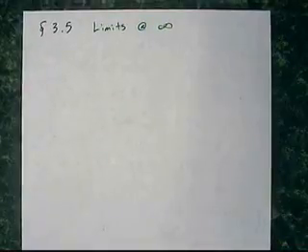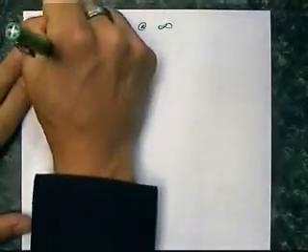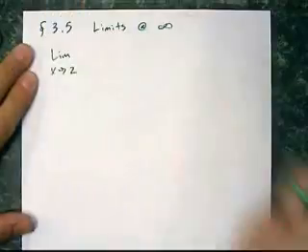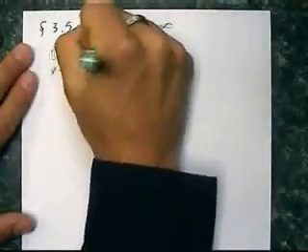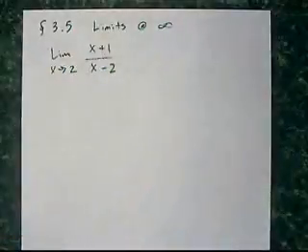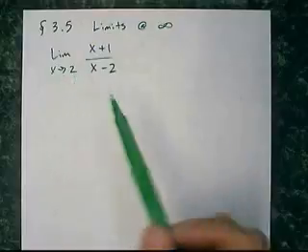All right, we're going to take a look at limits at infinity. We've already done limits a long time ago, like in chapter 1. But all of our limits that we did before, we did like limit as x approached 2 or something like that. And then we had, I don't know, x plus 1 over x minus 2. Right? We did things like this, where we had limit as x approaches 2.